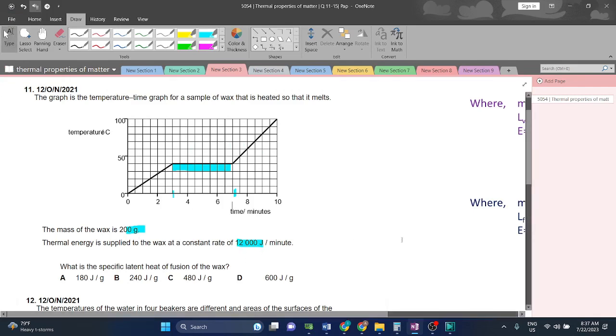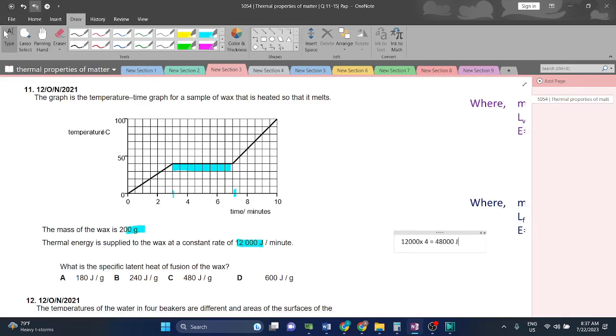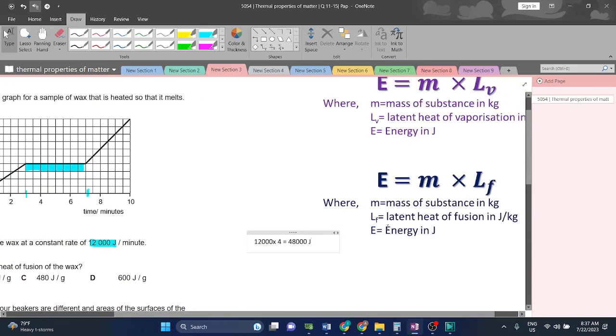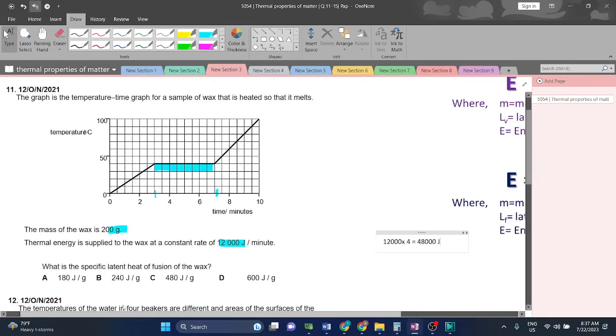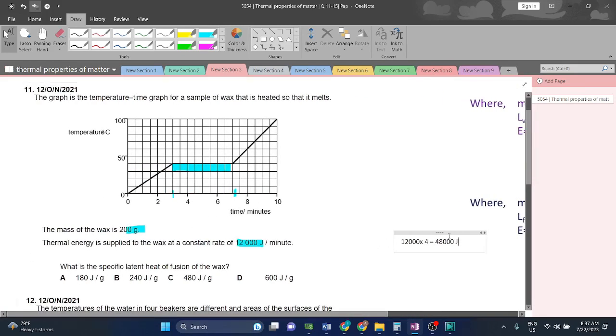तो अगर 1 मिनट में 12,000 joules यूज हो रहा है तो 4 मिनट में कितना होगा? 4 into 12,000, which will give us 48,000 joules. 48,000 joules will be the energy in joules. उसके बाद we have the mass. We already do have the mass, which is 200 grams.